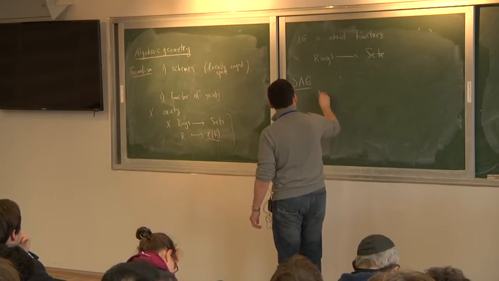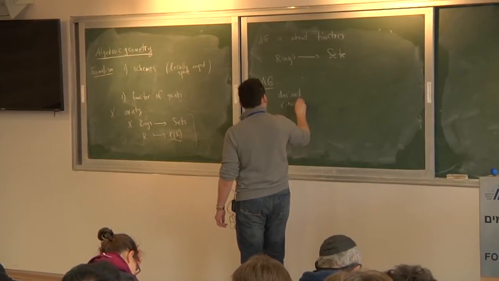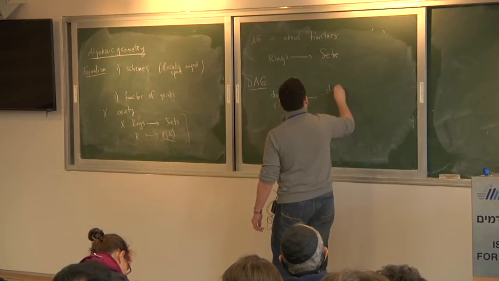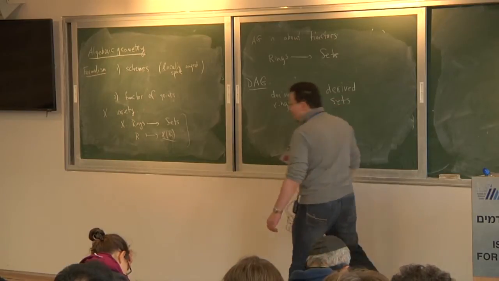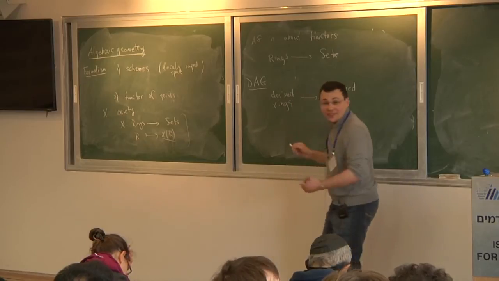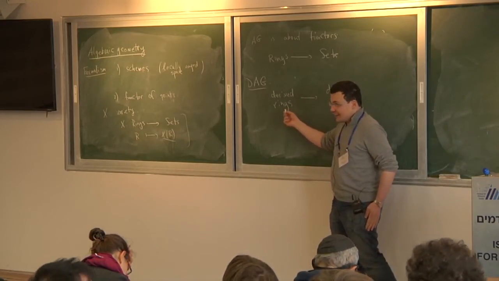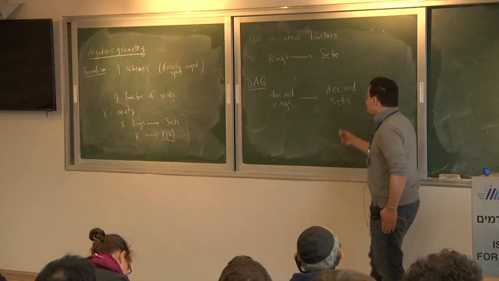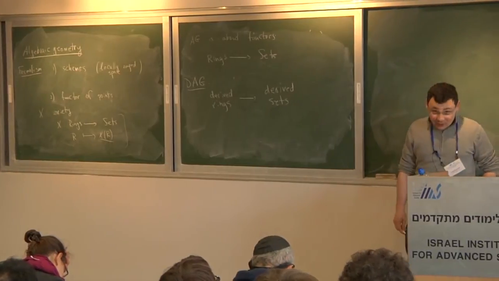It's about studying functors from derived rings to derived sets. Of course, just adding the word derived doesn't do anything. So I have to say what derived rings are. I have to say what derived sets are, and indeed, I have to also say what a functor between such things is.